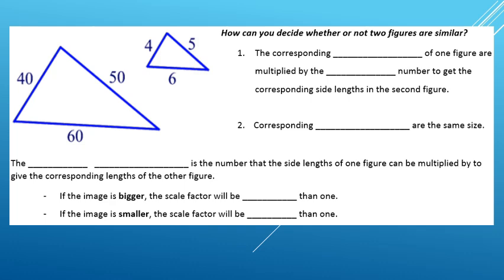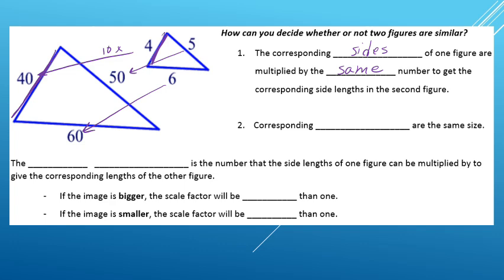figures, mathematically similar. So one way to test is to look at the corresponding sides of one figure, and they have to be multiplied by the same number to get the corresponding side lengths in the second figure. So for example, 4 times 10 would make 40. These are corresponding sides. 5 times 10 would make 50, and 6 times 10 would make 60. So I notice that I'm multiplying by that same number each time to get the other corresponding side.